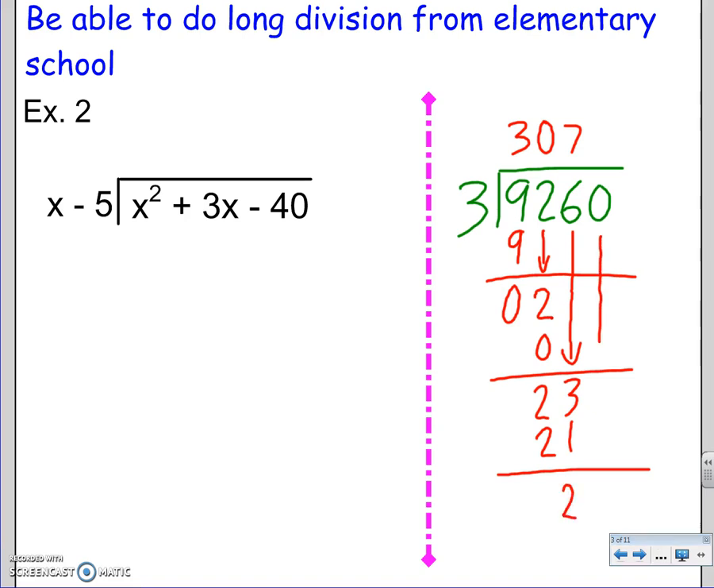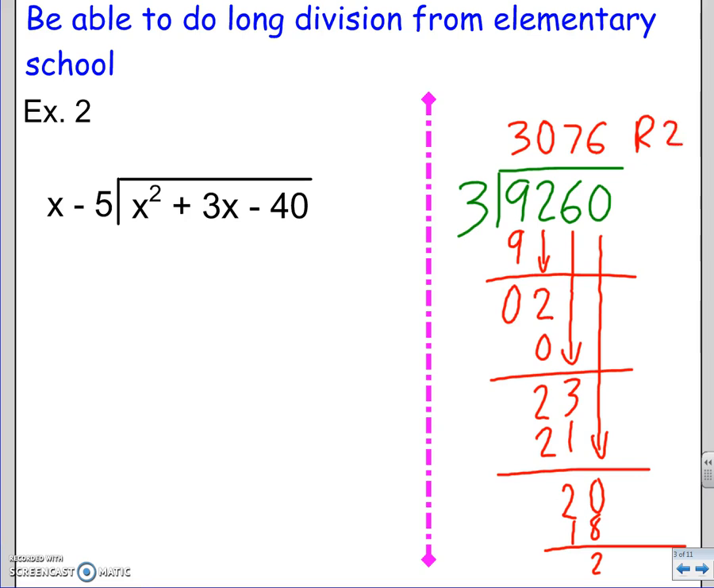I drop this last number, 0. Well, what times 3 gets me close to 20? Well, it's 6. That gives me 18. So they're both positive, but really it's 20 minus 18 is 2. So y'all in elementary school, you could write R2 for the remainder of 2. Now in high school, we don't really do that anymore, but it's really close. That 2 is still the remainder. All you do is just write that 2 divided by the thing on the side that you had, 3.